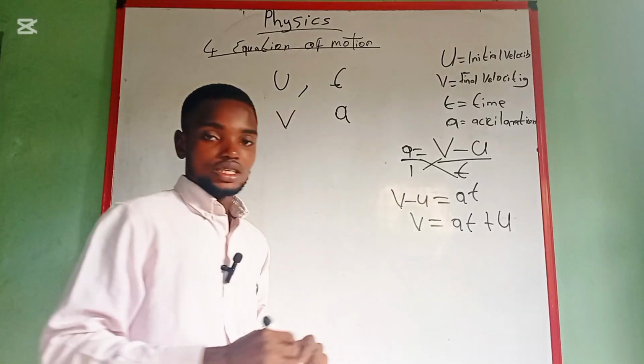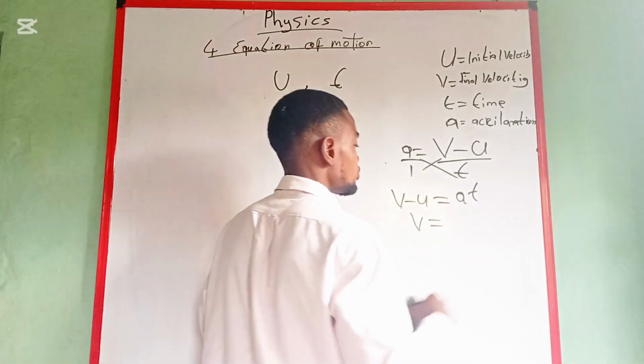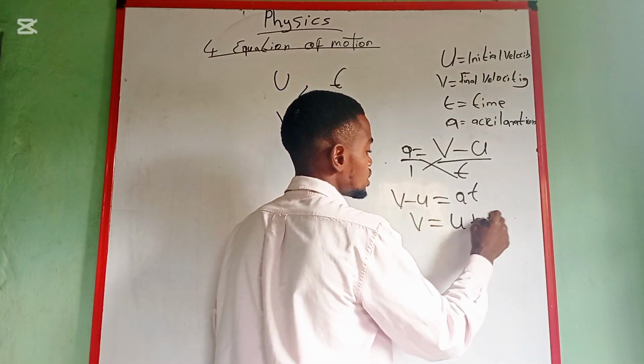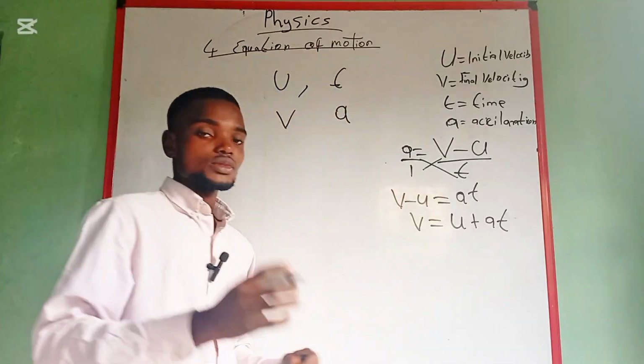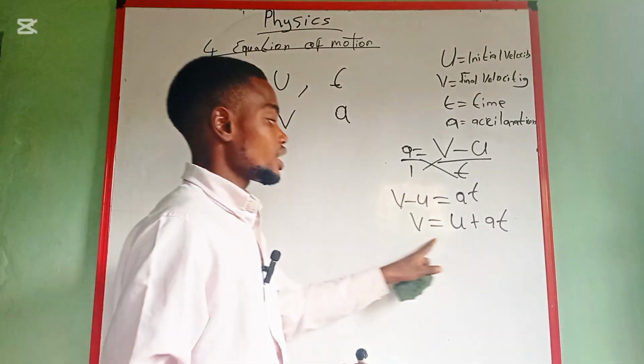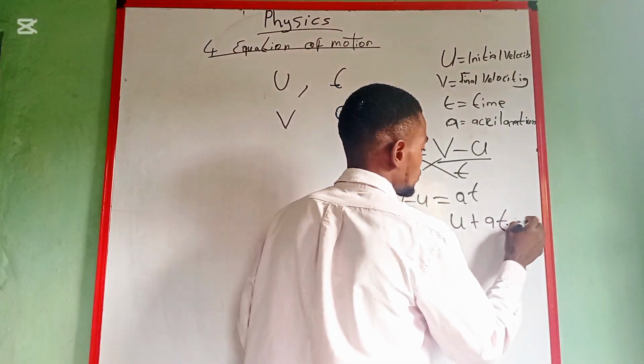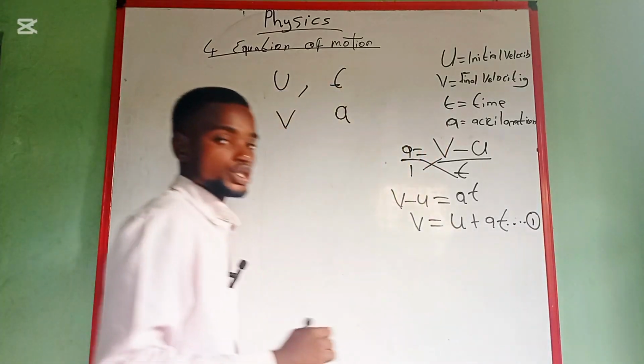u. But mostly, you're going to see it looking in this way: u plus at is still the same thing. So this is the formula, and this is the what? First equation of motion. All right.